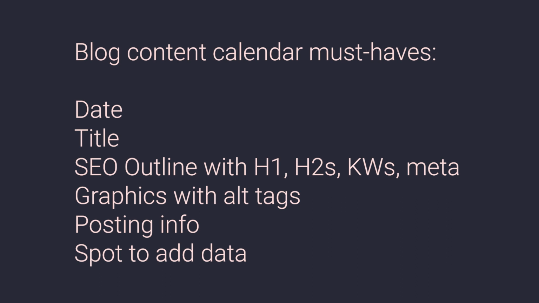But just for now, we're going to start with the content calendar for a blog. So a content calendar for a blog can be on a spreadsheet. It can be, like I said, broken down into tasks or anything like that. But the main categories you need are date, title, SEO outline with your H1s, H2s, SEO keywords, meta descriptions, graphics, which is going to be like your resized pictures, hero images, featured images. Keep in mind, these should have alt tags. And then your posting info. So is it posted? Who's responsible for it? When it's posted, put the date, and then afterwards have a place to add data.